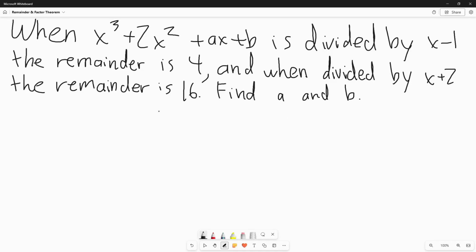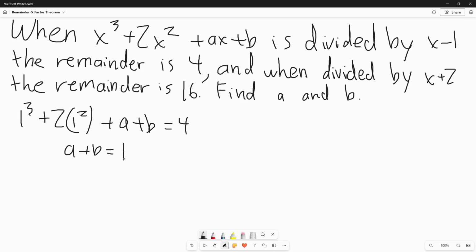So when divided by x minus 1, the remainder is 4. So let's set x equal to 1, because if we set x minus 1 equal to 0, then x equals 1, and plug it back into the original polynomial. So 1 cubed plus 2 times 1 squared plus a plus b is equal to 4, which is the remainder. And we get a plus b equals 1 just by using algebra. So we have our first equation relating a and b.